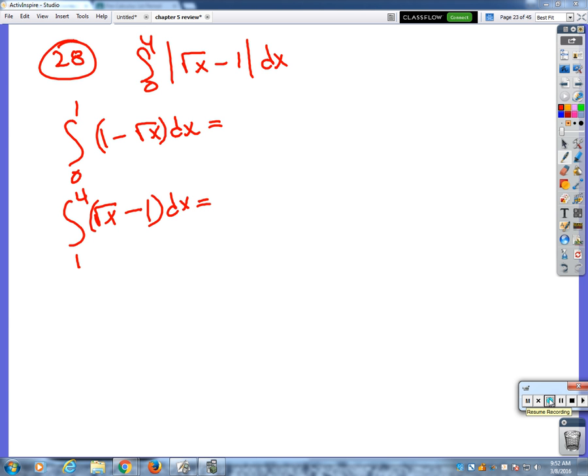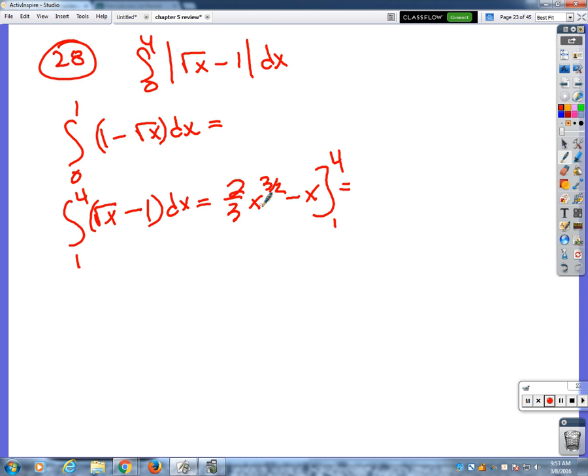Okay, so what was your antiderivative for the first one? 2/3 x to the 3/2. Oh, you wrote it different. Okay, did you do negative root x plus 1? Oh, okay, that's fine. So you did what now? I got 2/3 x to the 3/2. Okay. Minus x. Okay.